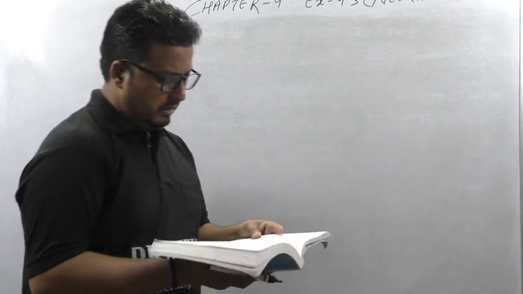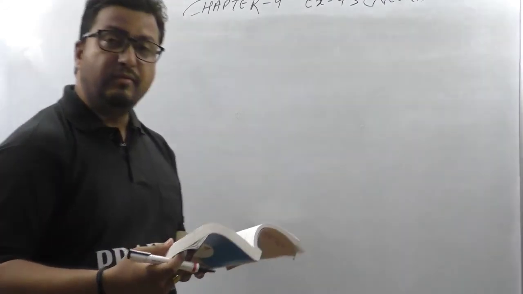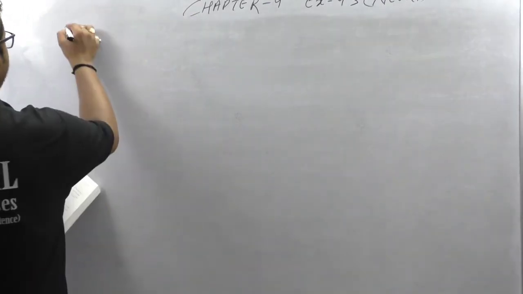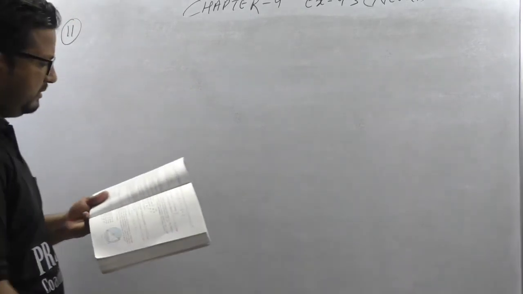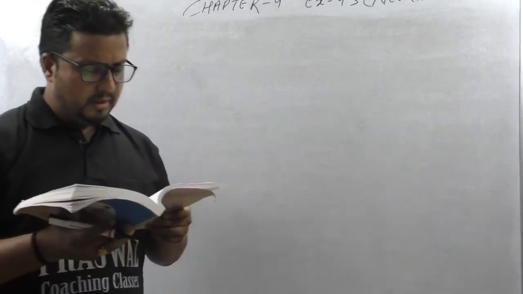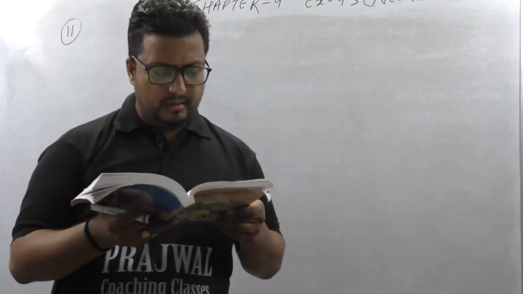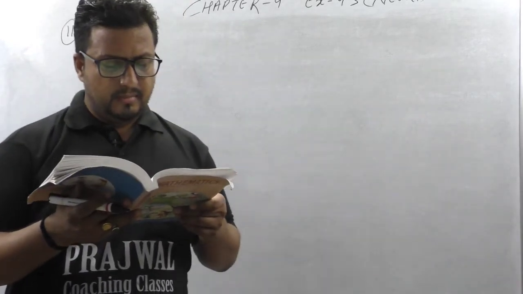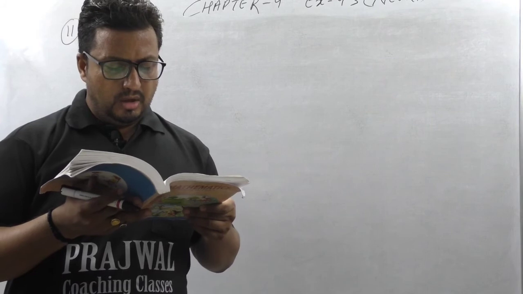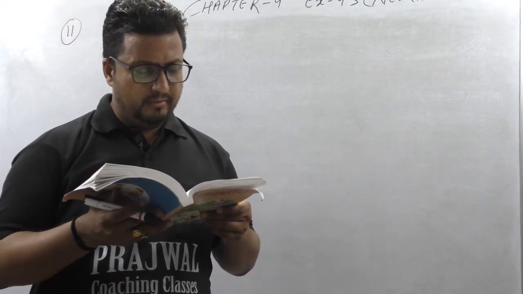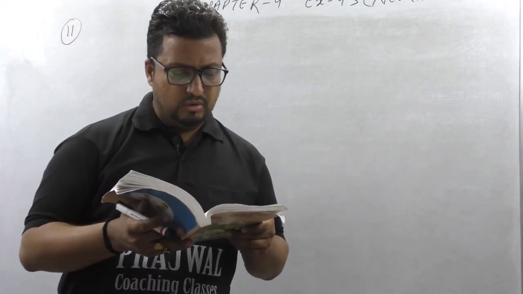Now the 11th question is the last question for exercise 4.3. So just see the 11th question. What is given in the 11th question is, the sum of the areas of two squares is 468 meter square, and if the difference of their perimeter is 24 meter, find the sides of the two squares.